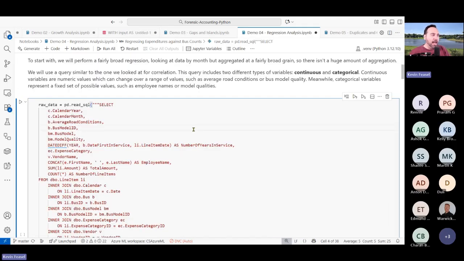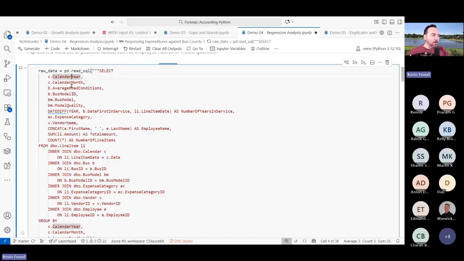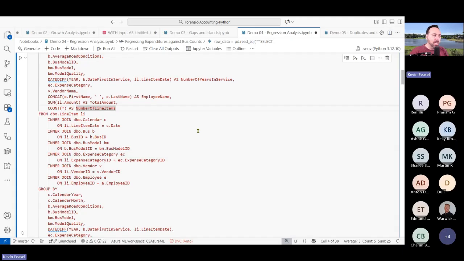So let's take a look at regression of expenditures against number of buses. I've got my calendar year and month, road conditions, the bus model and model quality, the number of years the bus has been in service, expense categories, total amount, number of line items. So I've got a lot of information on here.